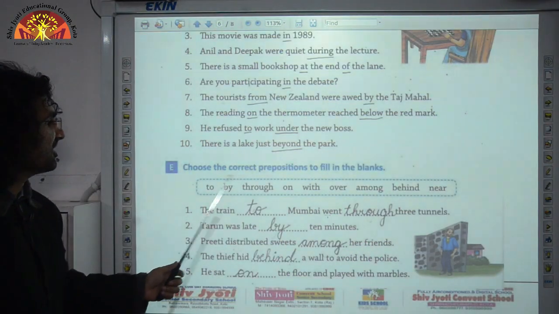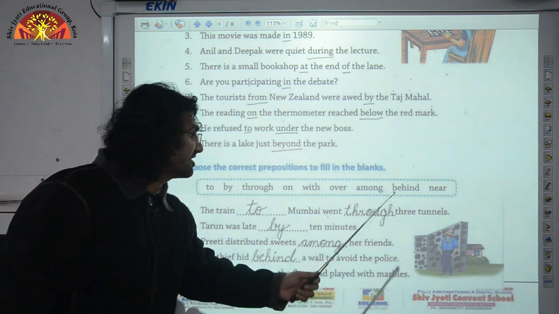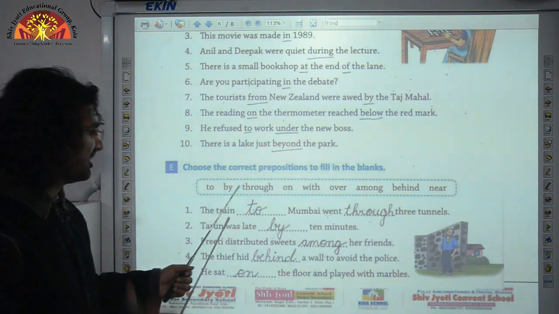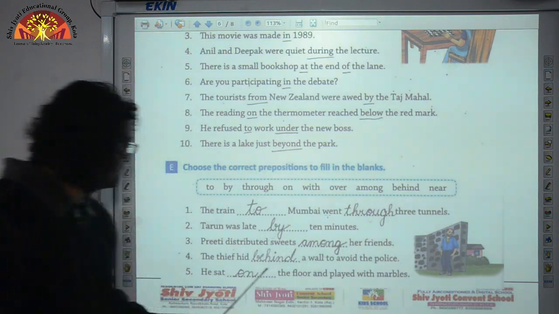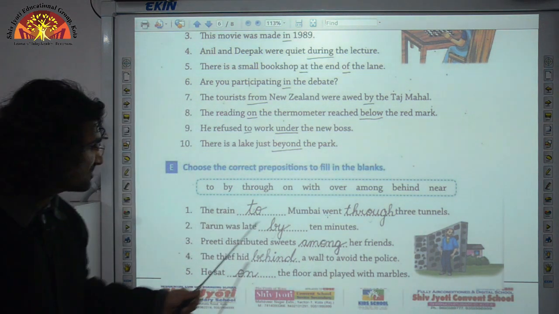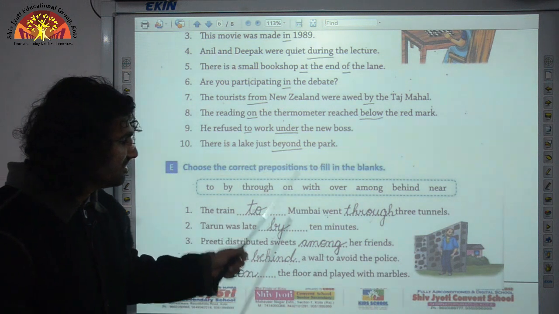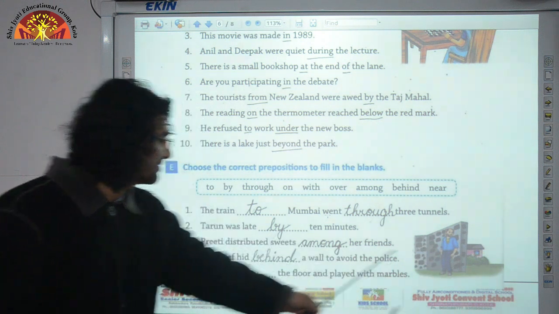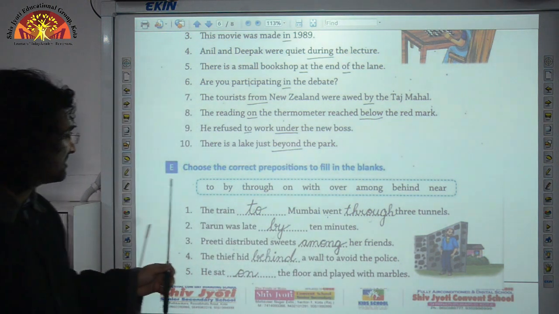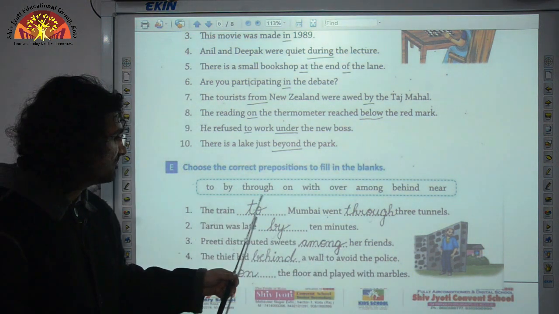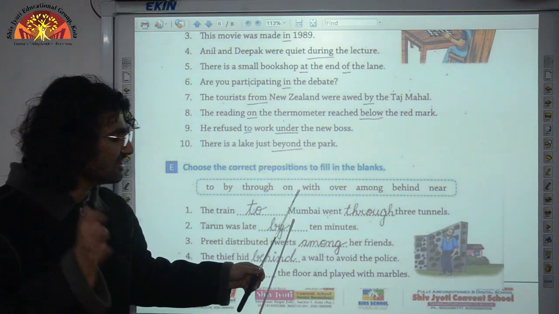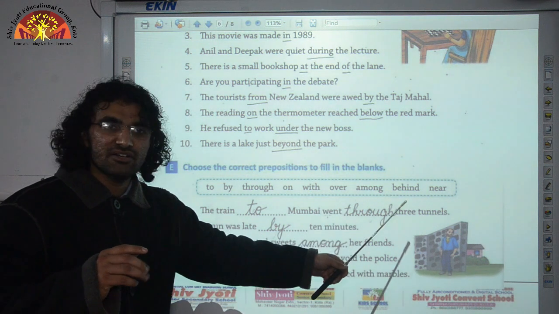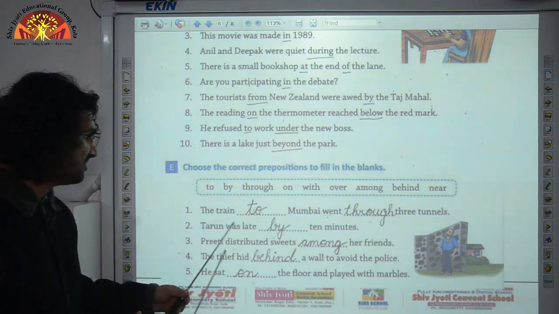Exercise E. Choose the correct prepositions to fill in the blanks. So here we have some prepositions and we are going to choose the correct one to fill in these blanks below. The train dash Mumbai went dash 3 tunnels. So what should be the answer? Options are to, by, through, on, with, over, among, behind, near. Okay, the answer is to and through.